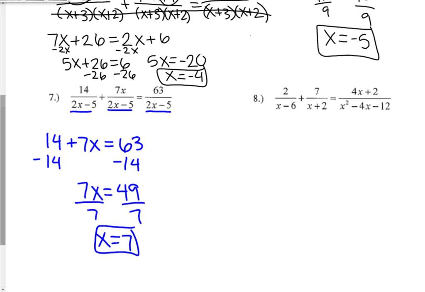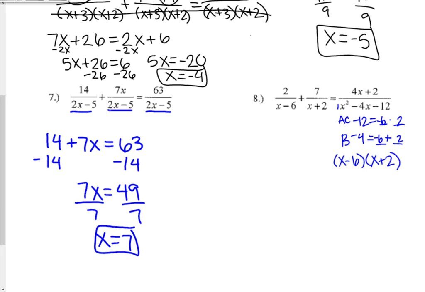Last but not least, it looks like we're going to have to do some more factoring. I can't factor x minus 6, and I cannot factor x plus 2, but I can use my AC to factor x squared minus 4x minus 12. I need two numbers that multiply to negative 12 and add to a negative 4. So it's going to be negative 6 and positive 2. My a value is 1, so I can use my shortcut. So I have x minus 6 and x plus 2.